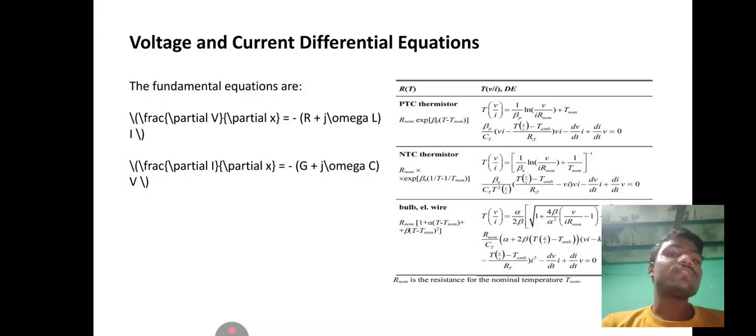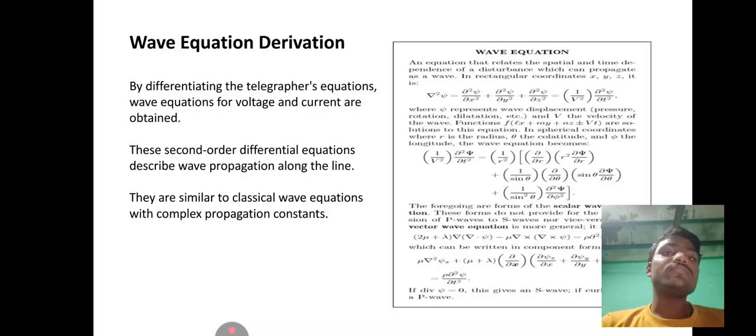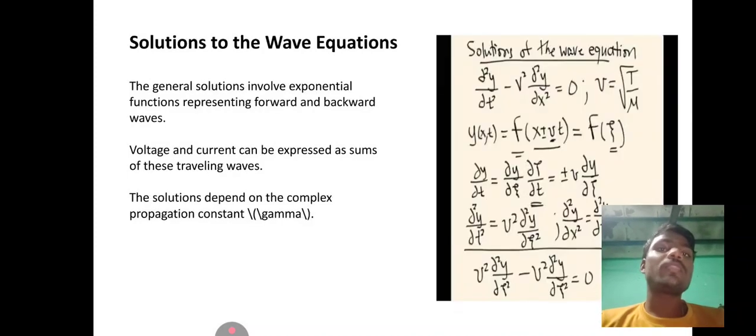See the derivation. Wave equation derivation. By differentiating the telegrapher's equations, wave equations for voltage and current are obtained. This second order differential equation describes wave propagation along the line. They are similar to classical wave equations, with a complex propagation constant, as shown in the derivation and proof.